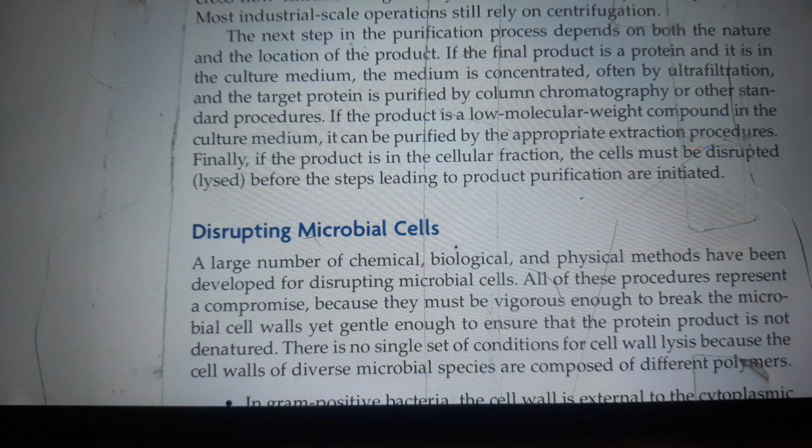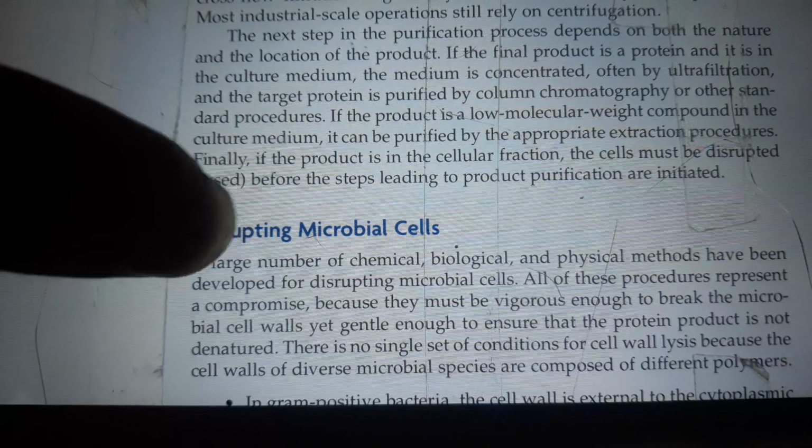The next step in the purification process depends on both the nature and location of the product. If the final product is a protein and it is in the culture medium, the medium is concentrated, often by ultrafiltration, and the target protein is purified by column chromatography or other standard procedures. If the product is a low molecular weight compound in the culture medium, it can be purified by the appropriate extraction procedures. Finally, if the product is in the cellular fraction, the cells must be disrupted, lysed, before the steps leading to product purification are initiated.